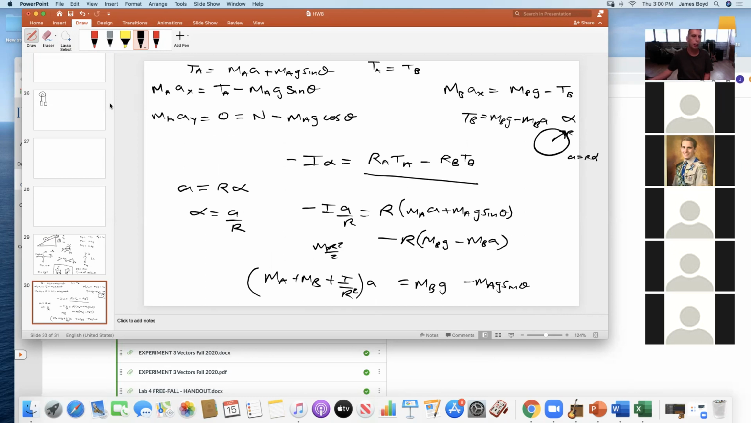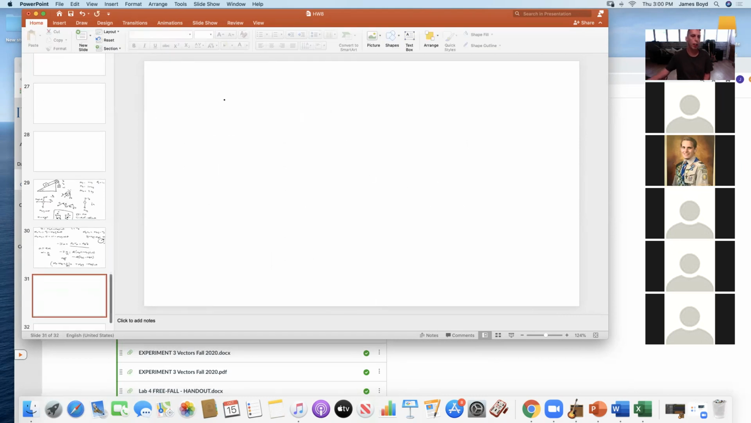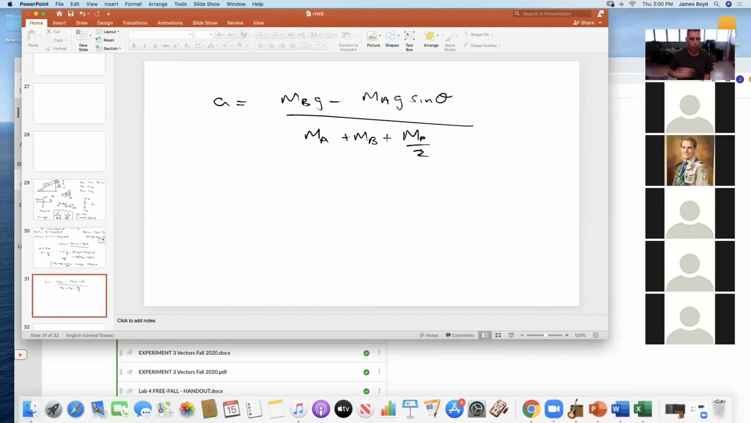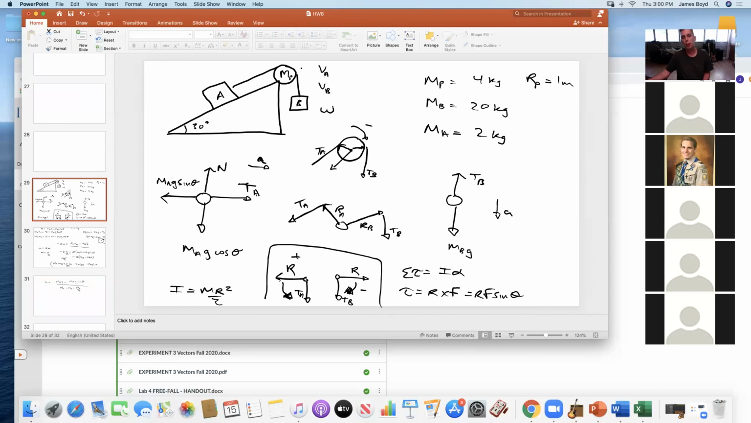At that point, you could find that A is MBG minus MAG sine theta all over MA plus MB plus M pulley over 2. And you could find A. And then if I told you it started from rest, you could find V from the constant acceleration equations. And that's not too hard. We can make it harder by having maybe another mass in here. We could have friction. We can make this harder if we want.